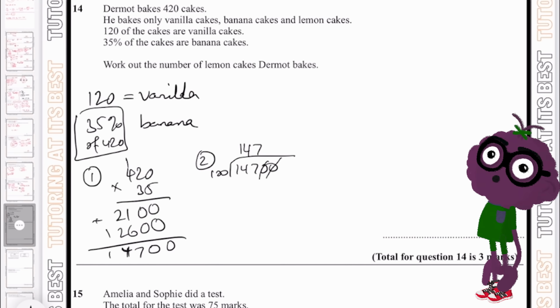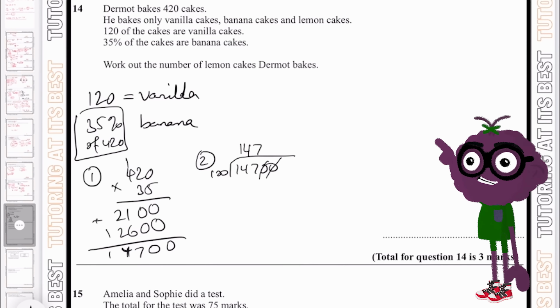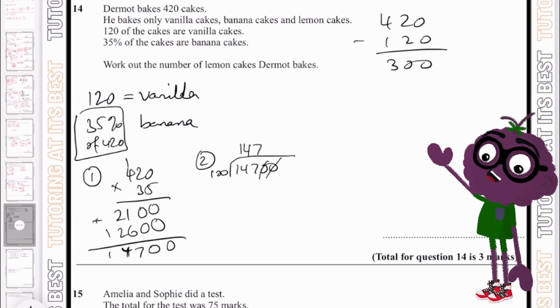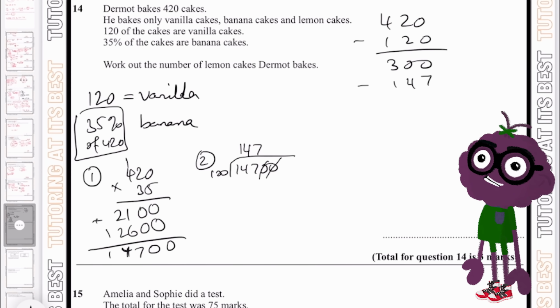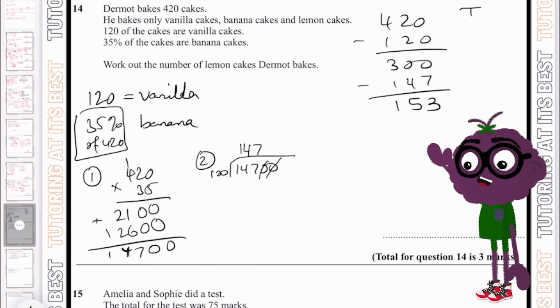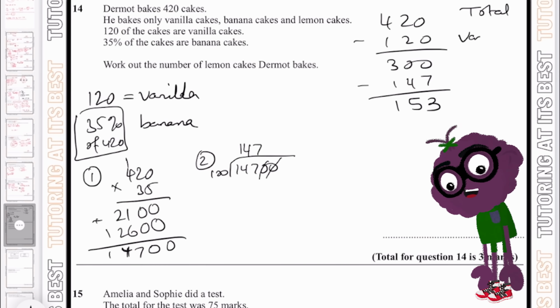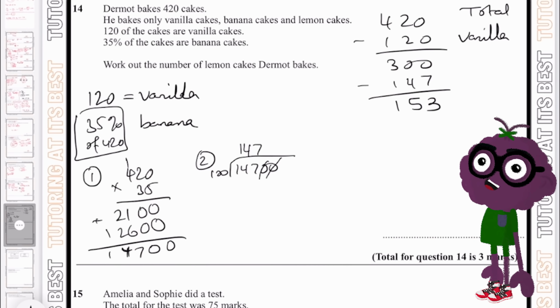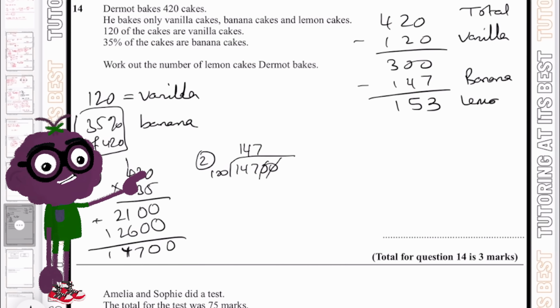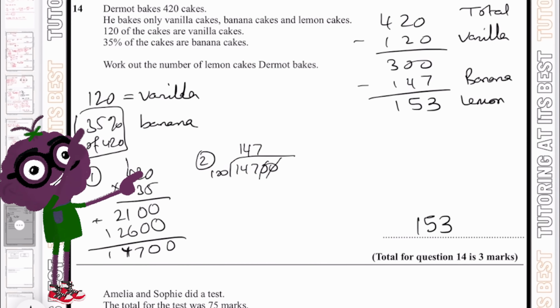Now we've got that, we can simply subtract the 147 from the remaining value here. So we've got 420 in total. Take away our vanilla, which is 120, and then subtract our 147, which then gives us 153. So that's our vanilla, and 147 is our banana, and so we're left with lemon, and that's 153.